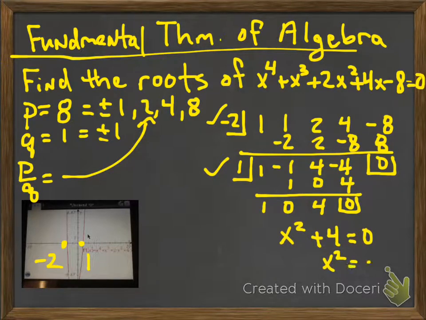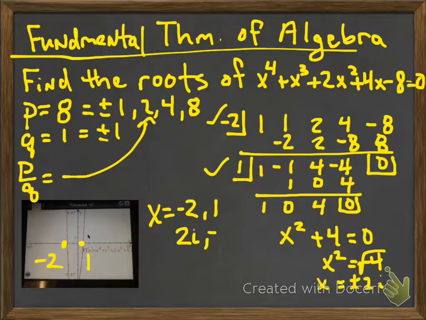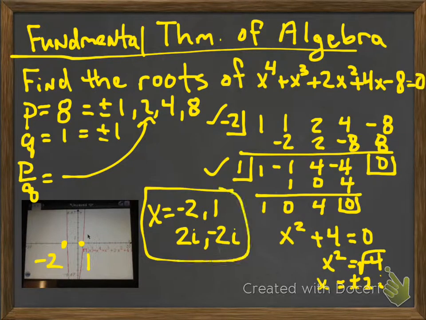Move the 4 to the other side, subtracting, and I have x squared is equal to -4. Take the square root, and I get the square root of 4 is 2, and because it's a negative, I have the i. So plus and minus 2i. So my four answers are -2, 1, 2i, and -2i. Four answers, degree of 4.